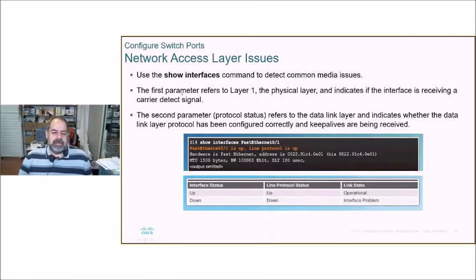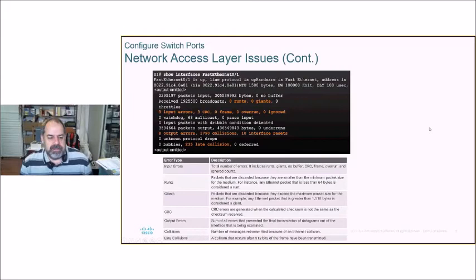Basically, if you've got a shutdown, of course, these will both be down. If you have a no shut, but there's no cable in it, you'll often have FastEthernet is up, line protocol is down. So with Ethernet ports and serial ports, they behave a little differently. If there's no cable, both are down. Just because the ports work a little differently between Ethernet and serial ports.